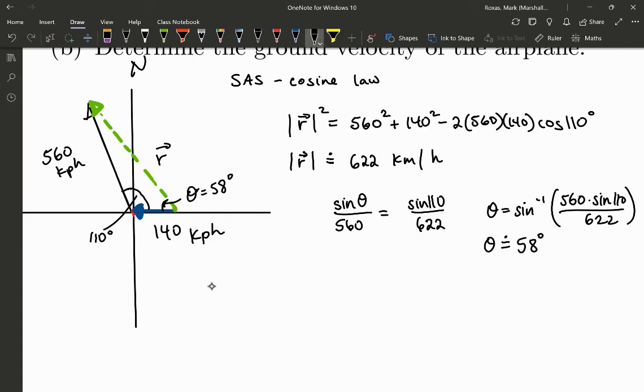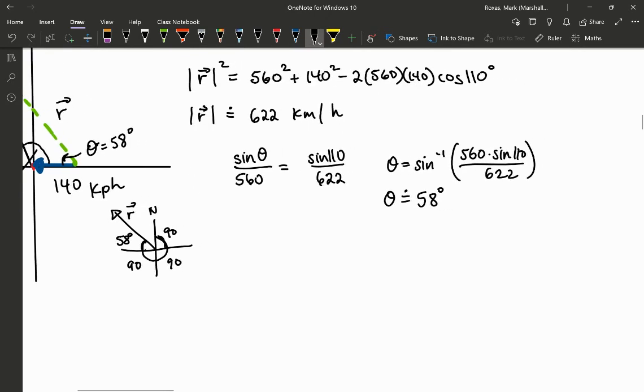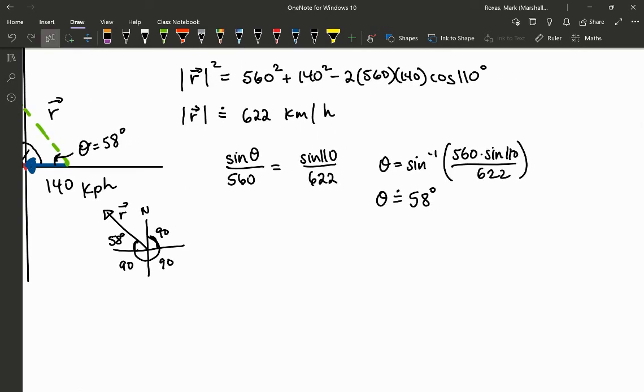Now remember, let's think about this for a minute. If I reposition the compass, here's my resultant, and we just said that this angle here was 58 degrees. If I went counterclockwise and I counted, if I add 90 more, 90 more, and then 90 more, I get back to due north, right? So that's going to be 90 plus 90 plus 90 plus 58, which is 328 degrees. Okay, so I'm going to express my answer this time as a true bearing.